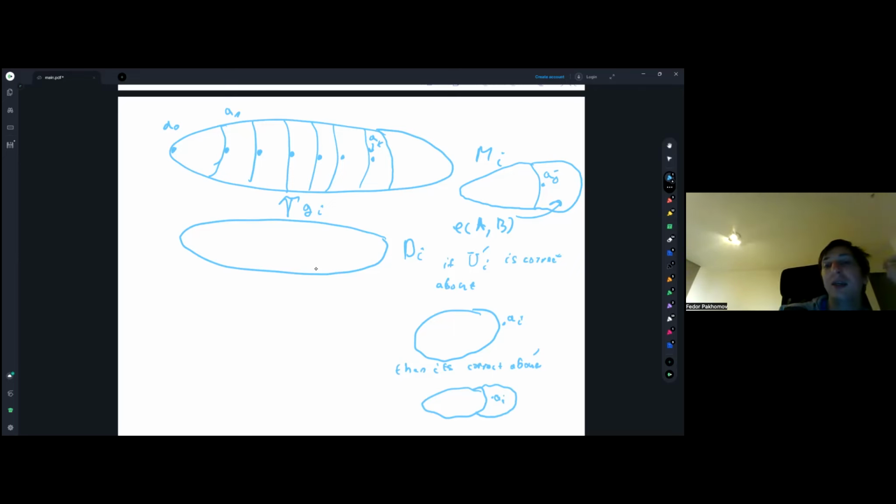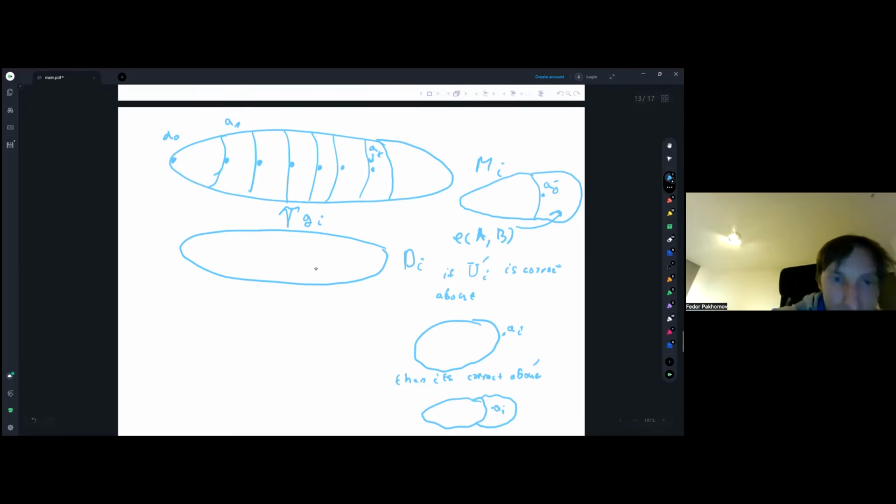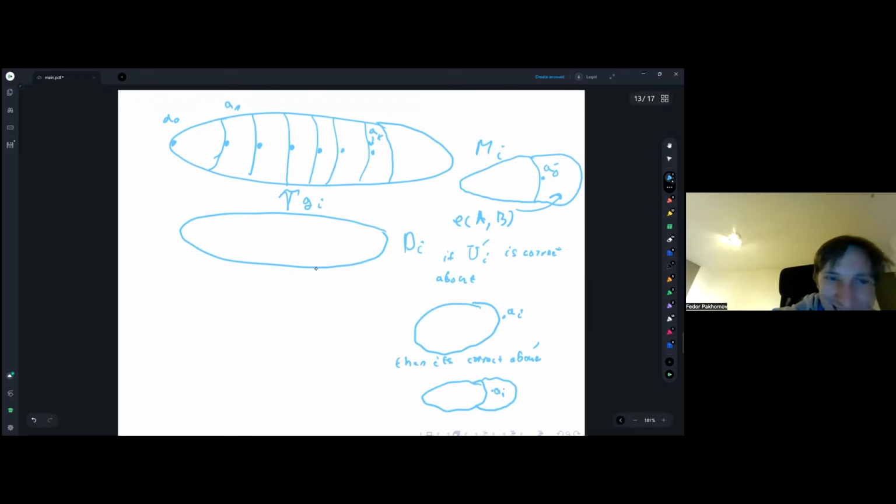Okay, and basically during the construction, the invariant that we are preserving is that UI should be correct about everything, right? So UI should be correct about this whole thing, right? So UI is correct about DI.